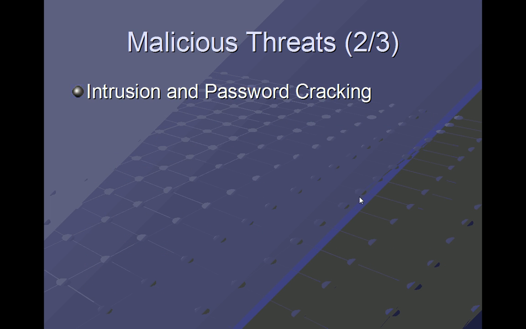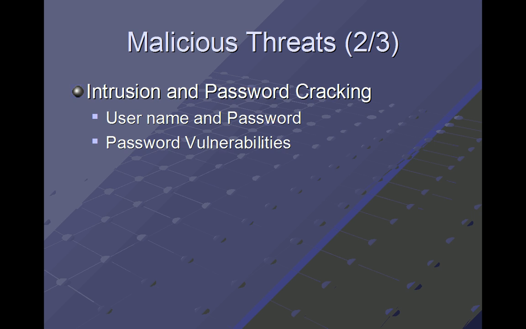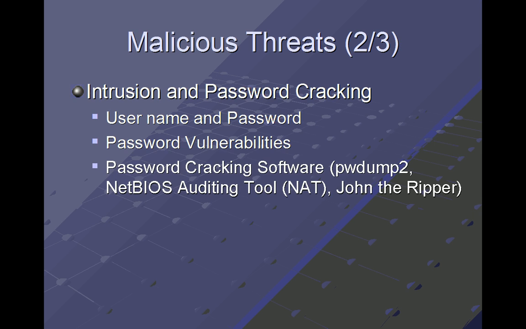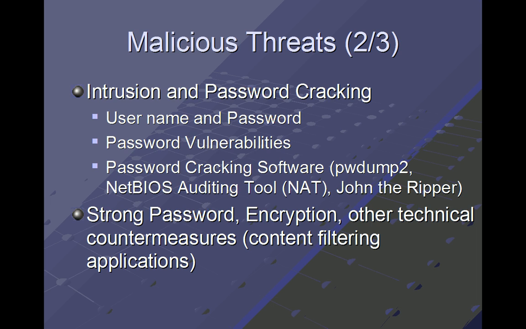The second malicious threat is intrusion and password cracking. This is also important because intrusion and password cracking can steal identities, especially for the class membership, software, and server. Usernames and passwords, users should be aware of this. And then password vulnerabilities, and we should also be aware of password cracking software such as PWDUMP2, NetBIOS auditing tool, or John the Ripper. This is used often in Linux. In the application software and application support, luckily they don't have Unix, but because it's connected with the server in the call center, we should be aware of this one also. You can avoid it by using strong password encryption and other technical countermeasures such as content filtering applications.